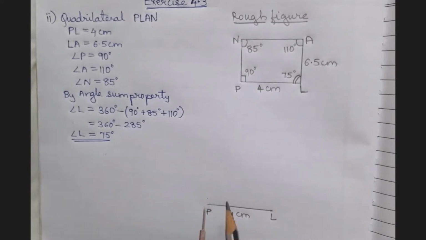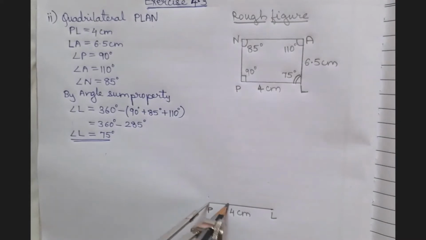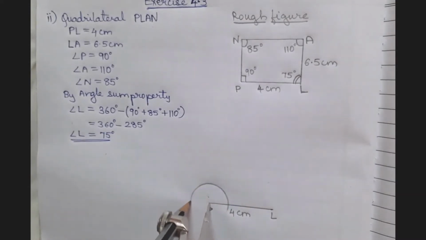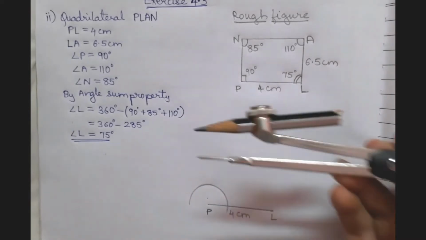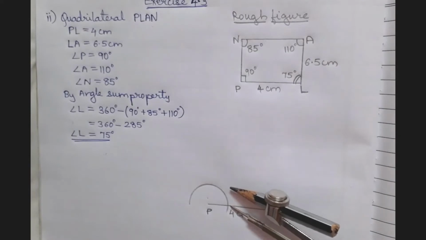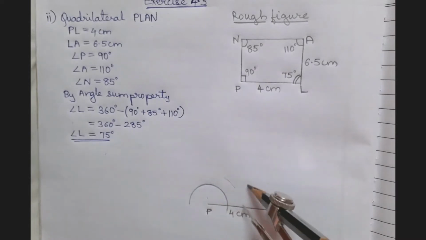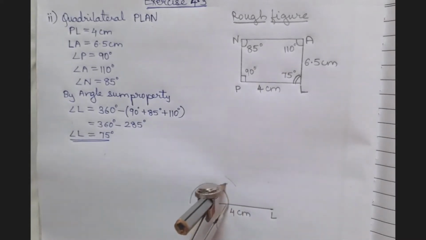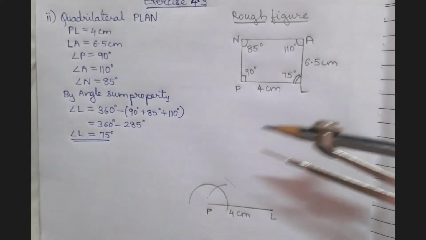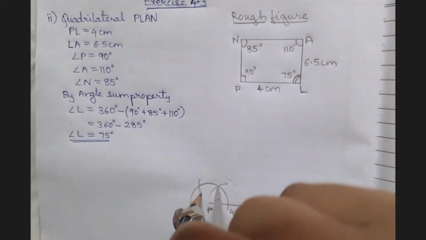So using a compass, keep your compass pointer on point P and draw an arc of any measurement. Your arc should touch this segment PL. Okay, complete this arc. Now keep the same measurement on your compass and draw an arc by keeping your compass on the point which the arc makes with the segment. So keep your compass here and draw an arc. Now with the same measurement, keep your compass pointer on this arc and draw another arc.